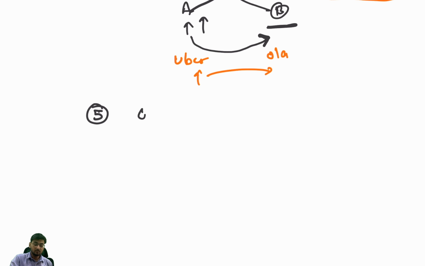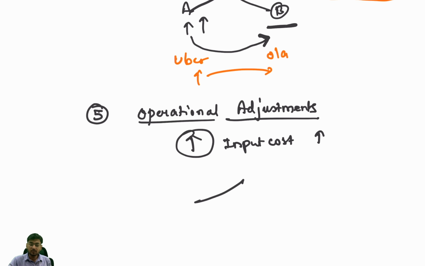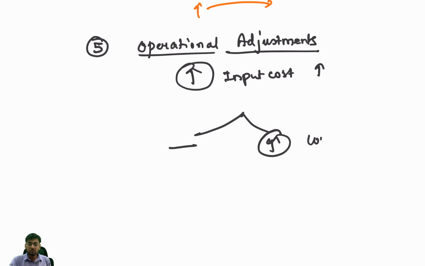Operational adjustments. Operational adjustment means, now, cost is increasing because of the inflation. Clear? Now, rather than increasing the price, means input cost is rising. Clear? So you have two options: keep the pricing same or increase the price. And if you will increase the price, you will lose customers. And if you keep the pricing same, your profit will start going down.